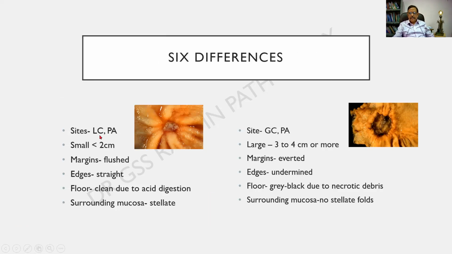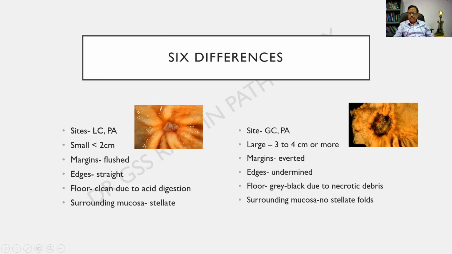Sites. It occurs in the lesser curvature or in the pyloric antrum. The carcinoma can occur in the greater curvature, again in the antrum. Size is less than 2 centimeters, whereas the carcinoma is large, more than 3 to 4 centimeters. Margin is flushed with the surface, whereas the margins can be everted. Margins can be everted means it bubbles out. The edges are straight in a case of a peptic ulcer.